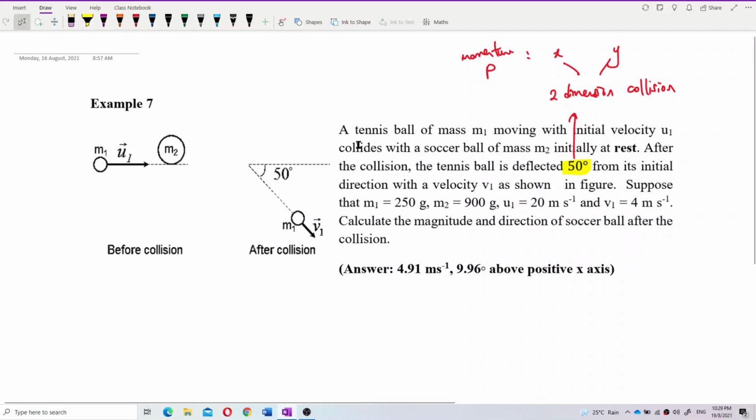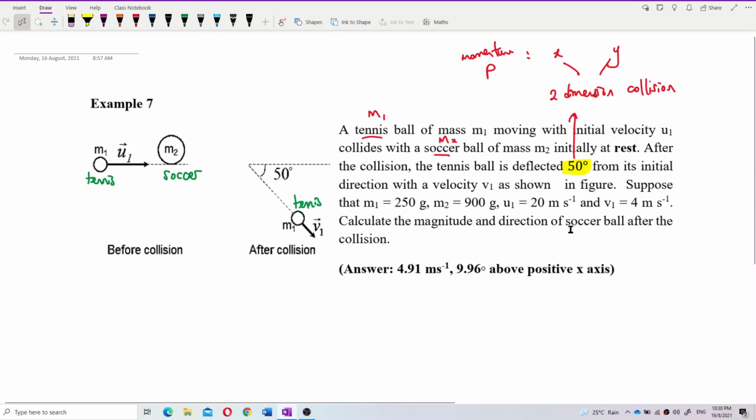First of all, we have two objects. One is a tennis ball, the other is a soccer ball. The tennis ball is M1 and the soccer ball is M2, so maybe you can write that over here. This tennis ball collides with the soccer ball. See that? The tennis ball is deflected 50 degrees below the positive x-axis.